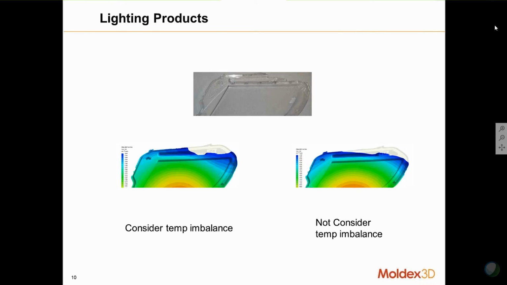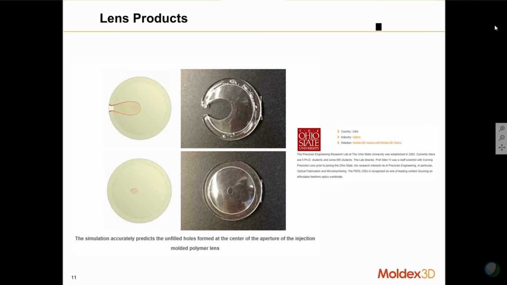The simulations where we do consider the temperature imbalance actually agree quite well with the actual product. So this is another lens product. This is what we call a race-tracking effect, meaning that the melt traveling at the edge is faster than the melt traveling in the center. Over time, you're going to end up with a void in the center, and as the pressure is high and the temperature is high, you will end up with a burn mark in the center.